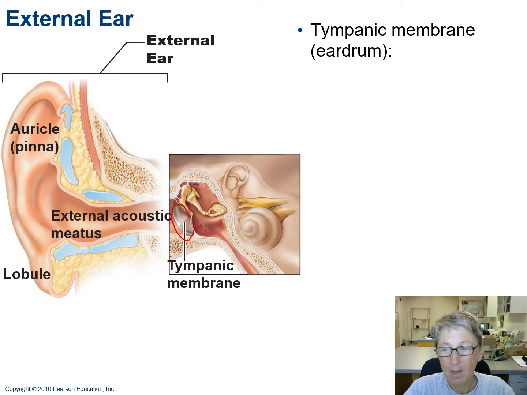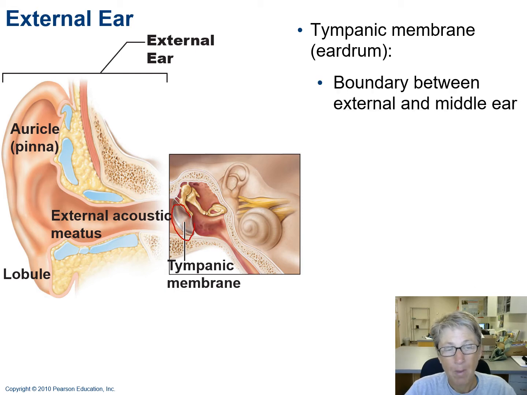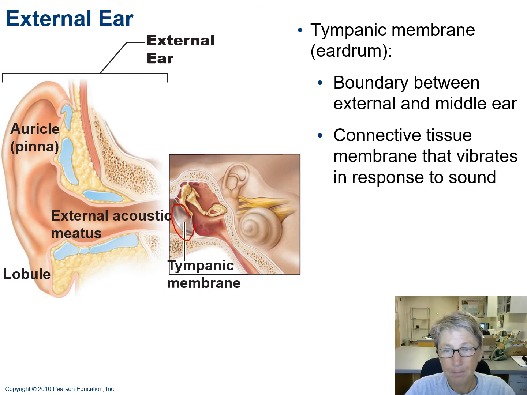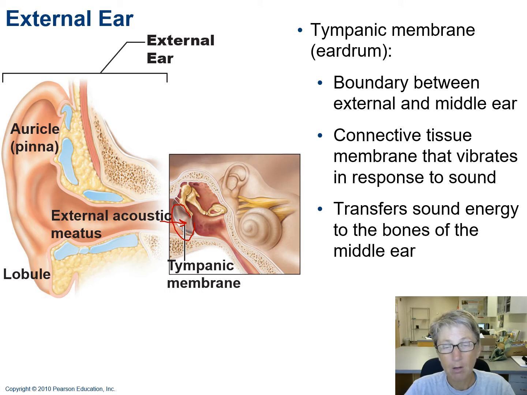Okay, so we talked about this guy. Here's the tympanic membrane. It's the boundary between the external and middle ear, and it's made of connective tissue, and I told you on the last slide, it vibrates in response to sound waves contacting it, and it transfers sound energy to the bones of the middle ear, and these guys are all the bones of the middle ear.